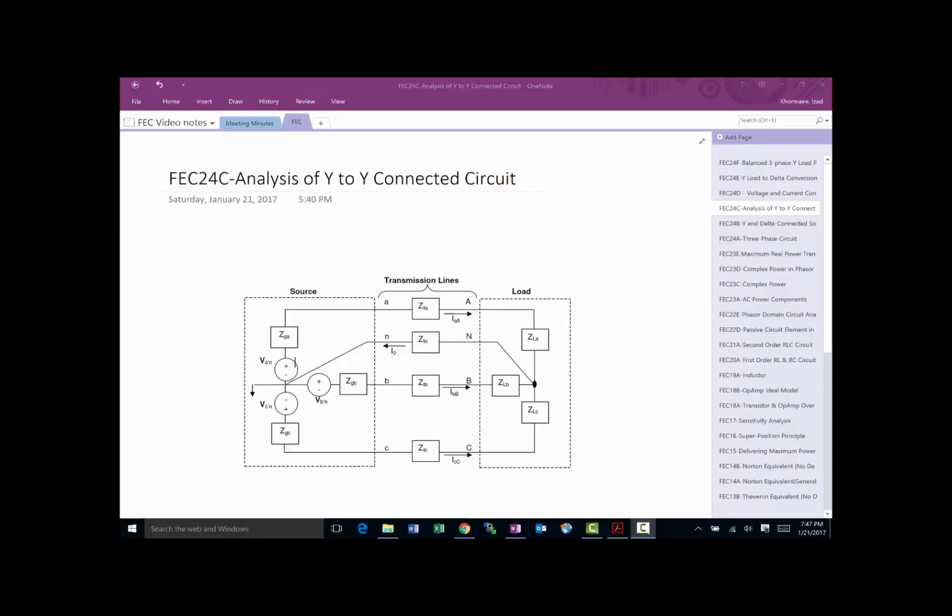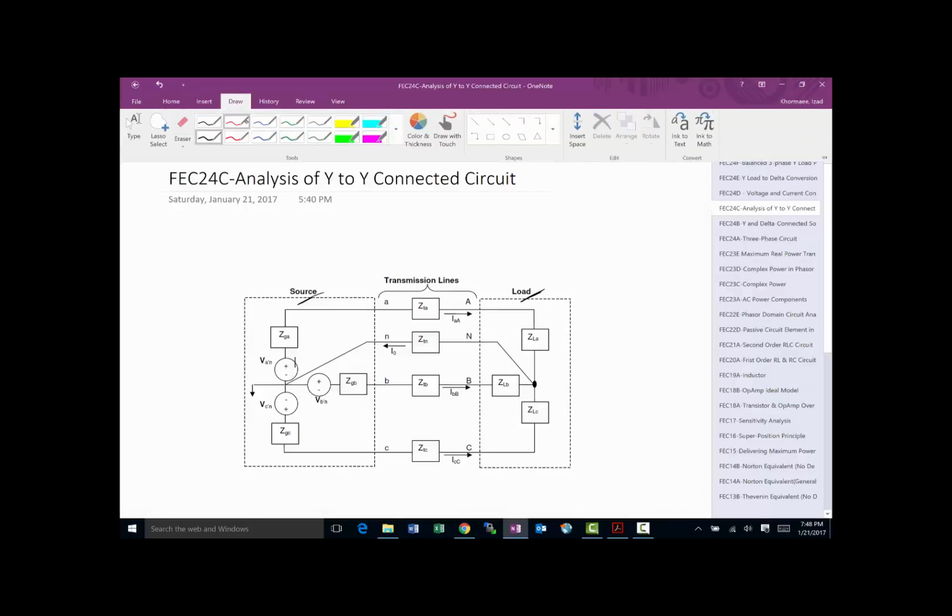In this video of the Fundamentals of Electrical Circuits series, we're going to focus on looking at a fully connected transmission line, a three-phase, fully connected Y to Y circuit. Y meaning there is a Y source connected to a Y configured load through a bunch of transmission lines.